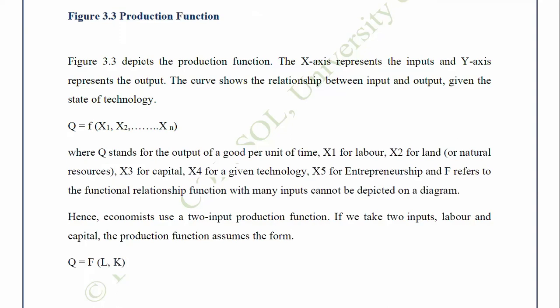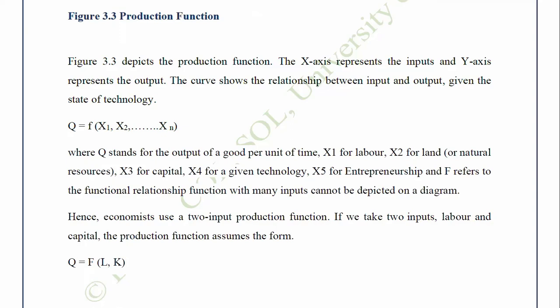Q is a function of x1, x2 till xn, where Q stands for the output of good per unit of time, x1 for labor, x2 for land or natural resources, x3 for capital, x4 for a given technology, x5 for entrepreneurship. F refers to the functional relationship.